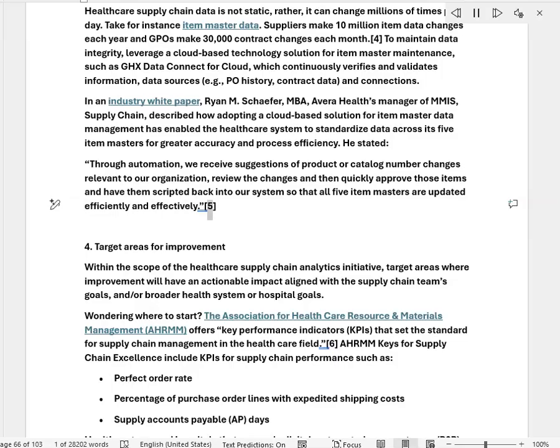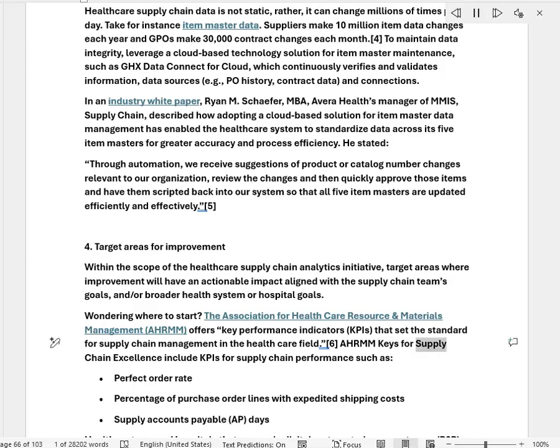4. Target areas for improvement. Within the scope of the Healthcare Supply Chain Analytics Initiative, target areas where improvement will have an actionable impact aligned with the supply chain team's goals, or broader health system or hospital goals. Wondering where to start? The Association for Healthcare Resource and Materials Management, AHRMM, offers key performance indicators, KPIs, that set the standard for supply chain management in the healthcare field.